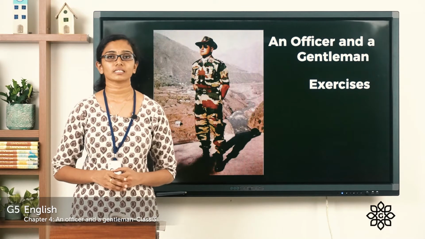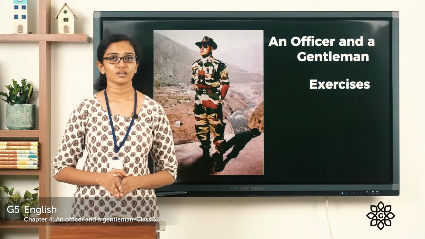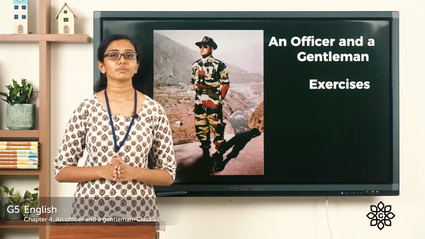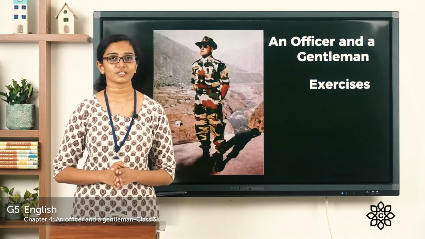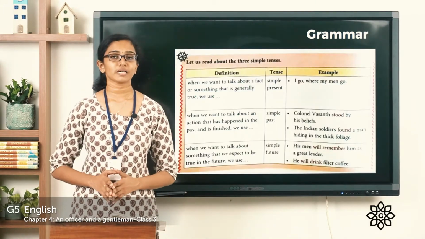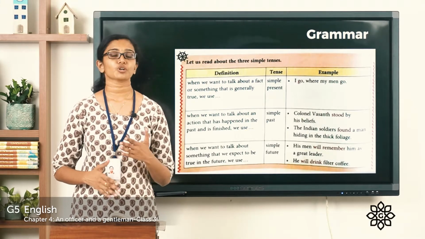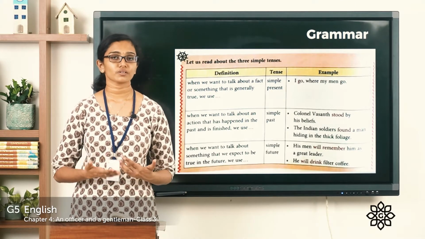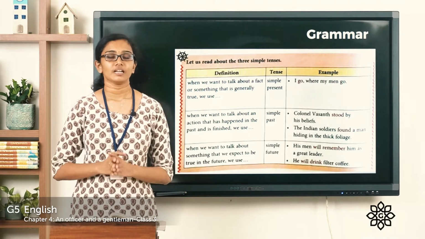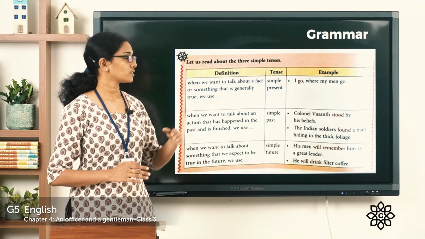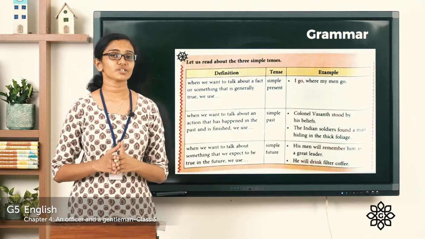So there are three tenses: the present tense, past tense and future tense. Today we will see the simple present tense, the simple past tense and simple future tense first. So the simple present tense. Simple present tense is usually used when you want to talk about a fact, a general truth, or when you talk about a repeated action or a habit. Like in this sentence from the textbook, from the story, "I go where my men go." It's a fact, it's a general truth.